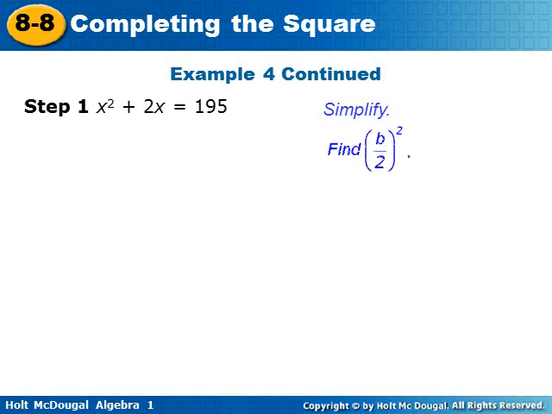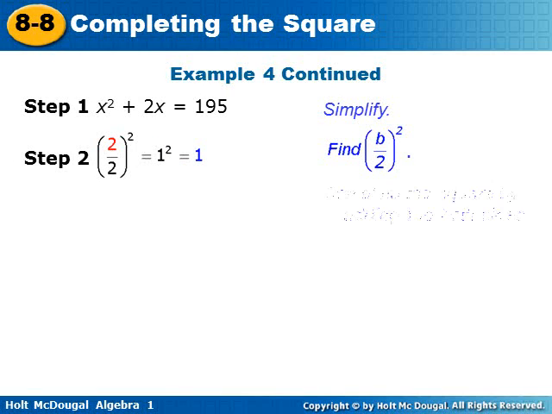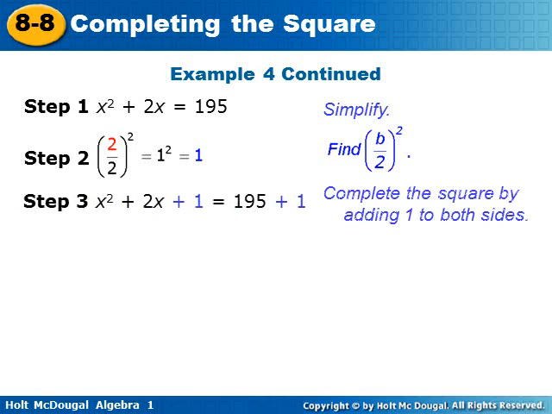So we're going to simplify. We're going to use completing the square. We're going to find 1/2 of b, which is 2, so 1 squared is 1. We're going to add that to both sides. So we get x squared plus 2x plus 1 equals 195 plus 1.